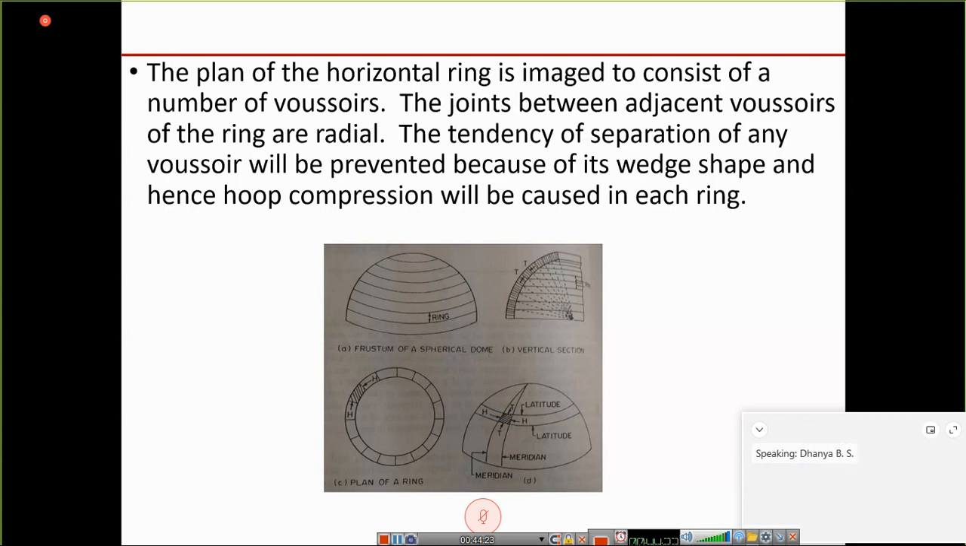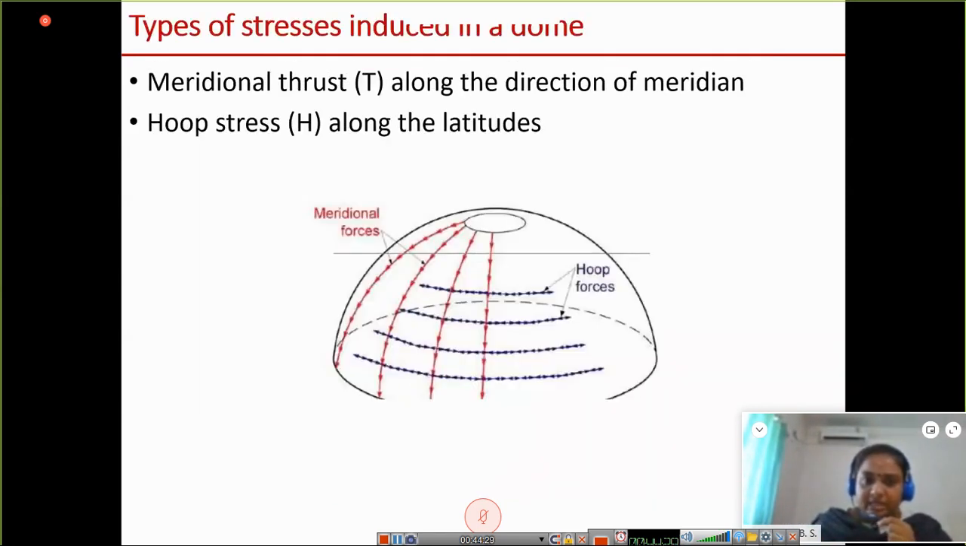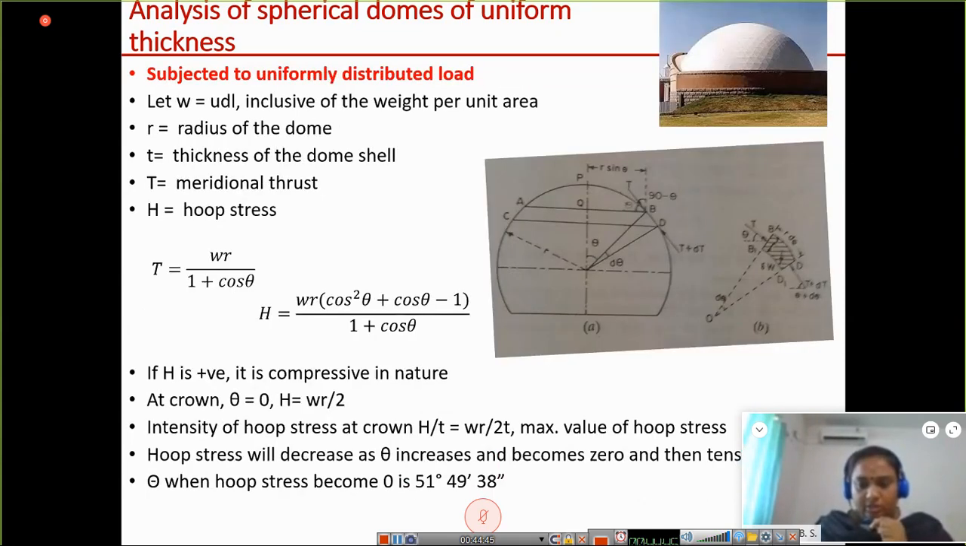Now, other loads are also considered, right? The concentrated loads are considered. That is what we have seen in this slide. It's not only UDL; it is subjected to a concentrated load also. The capital W is the concentrated load, whereas small w is the uniformly distributed load.